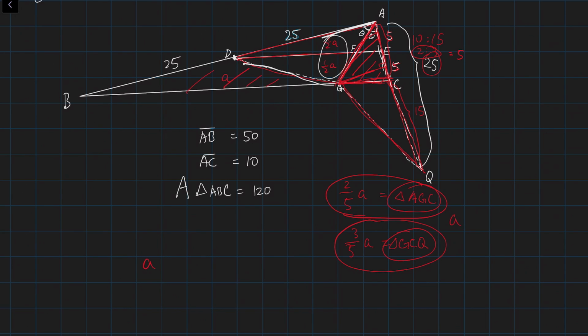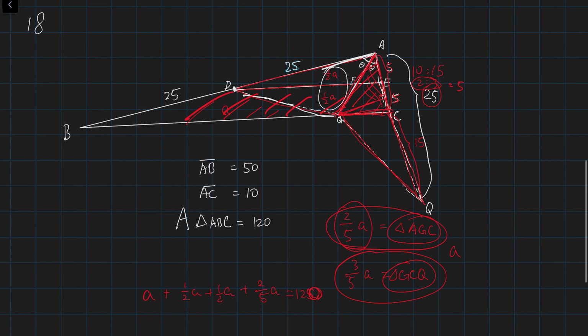So we have A, the original one, plus half of A plus half of A plus this part we already know is 2 over 5A, and then that would equal 120, my bad. And then we solve for A. Eventually we can have that times 1.5, which we can figure out the quadrilateral area.